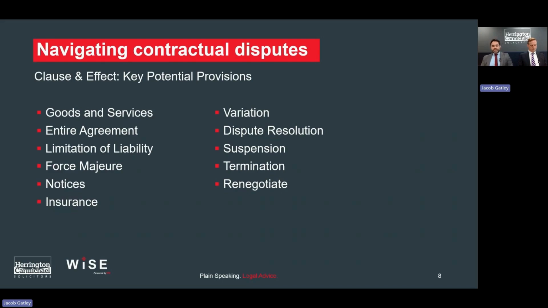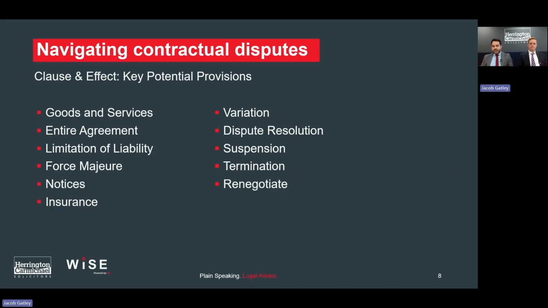The first one is, are the goods and services defined? Is it clear what the deliverables are and how they will be measured? Second, is there an entire agreement clause? If so, what documents have been annexed to the agreement? Does the contract make reference to any external documents not included with the agreement? These all might be relevant.